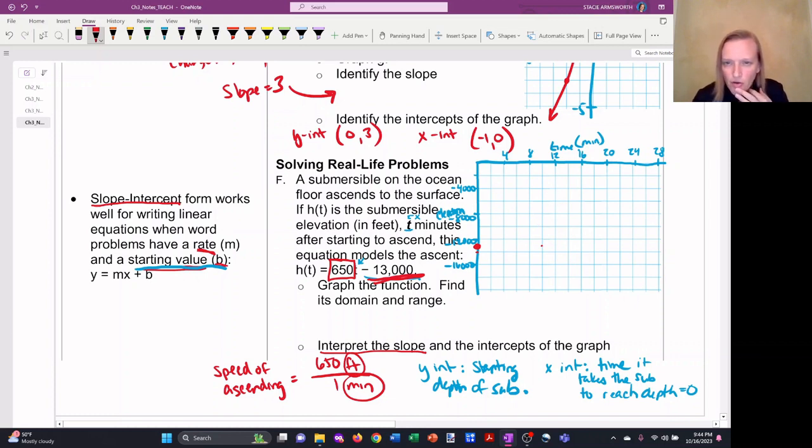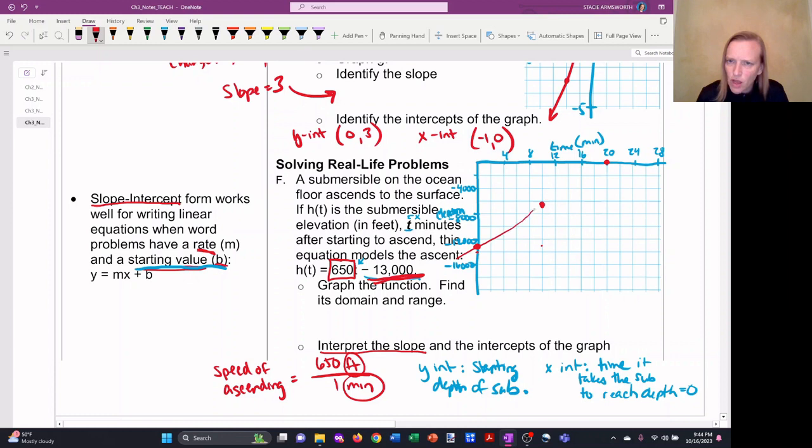So if I start at negative 13,000 and I go over to the 10 mark, I should go up 6,500. And going up 6,500 takes me to negative 6,500, because 6,500 plus 6,500 is 13,000. And so this is my second data point here. And since I already know that going up 6,500 feet took 10 minutes, I can do that again and go my remaining 6,500 feet takes me over here to 20 minutes.